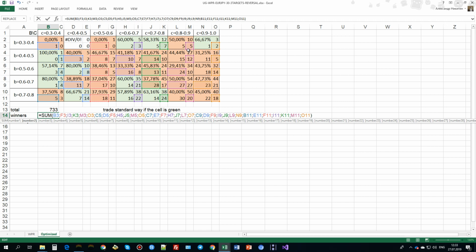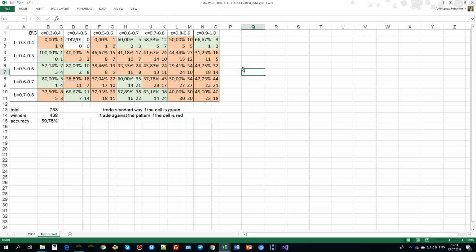Okay, this one should be dragged to the left, to the left, to the left. So this way you stay on the high probability side. Okay, so let us see what is the overall result. It is 59%, almost 60% probability of hitting your win if you trade it using these ratios.